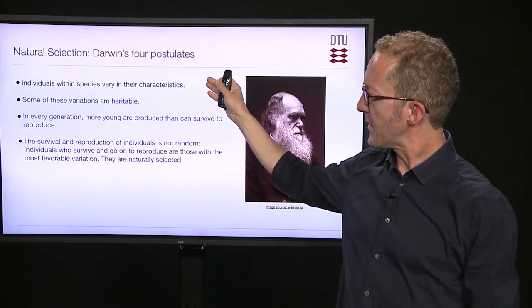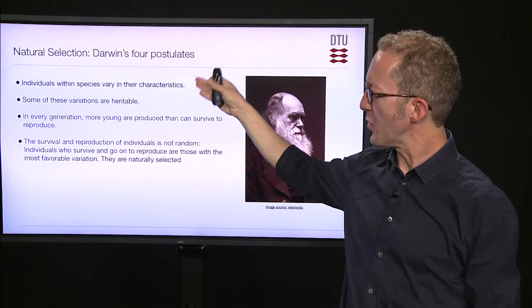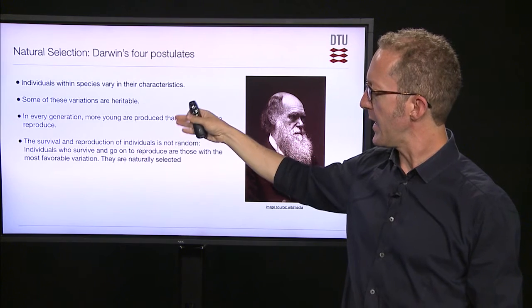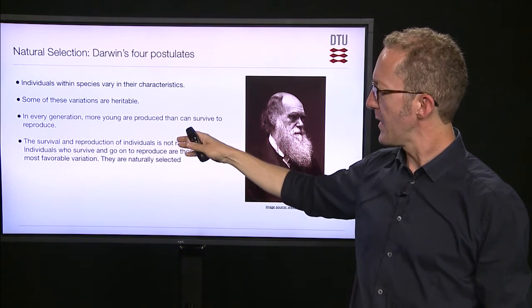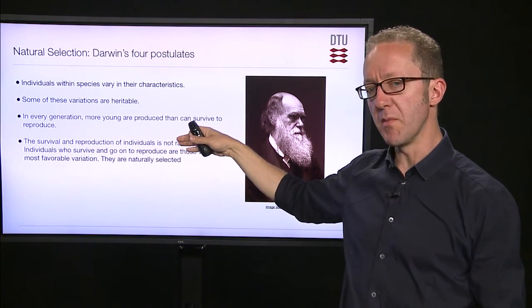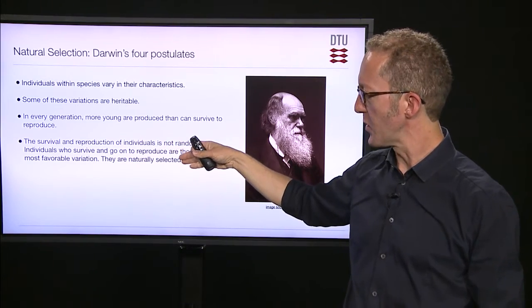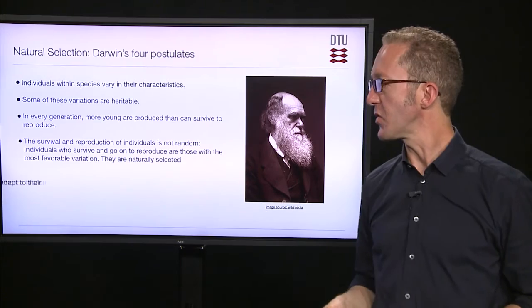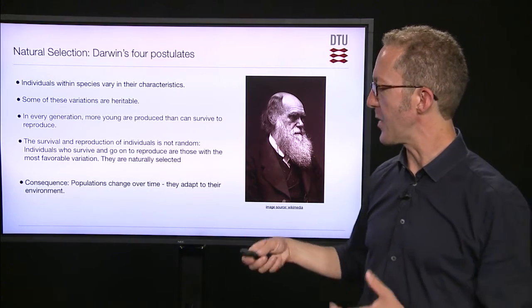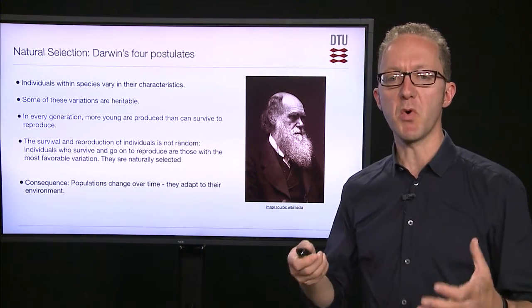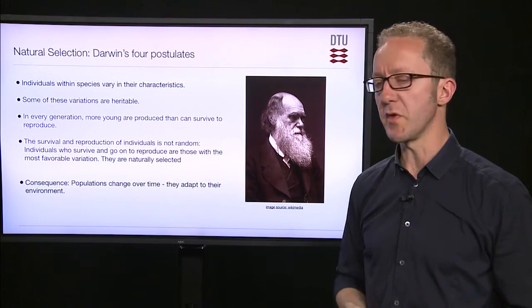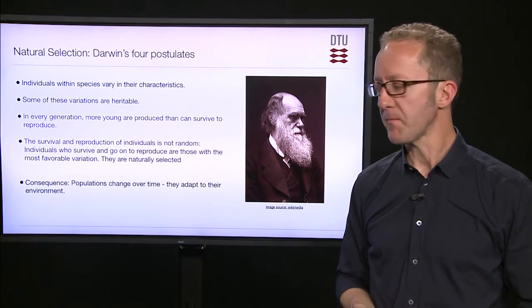This means that because we have so much variation, some of that variation can be inherited and not all individuals survive. And because only the most favorable individuals go on to survive and reproduce, over time populations will adapt to their environments. They will change over time and become more and more fit. They will fit their environment better and better. I'm going to walk you through this on the next few slides.